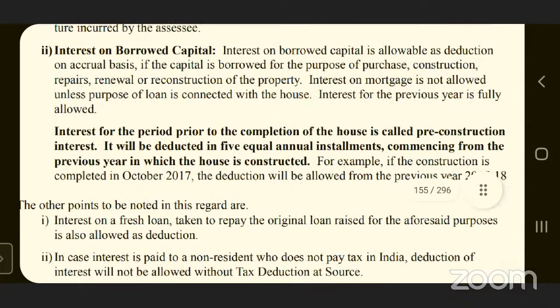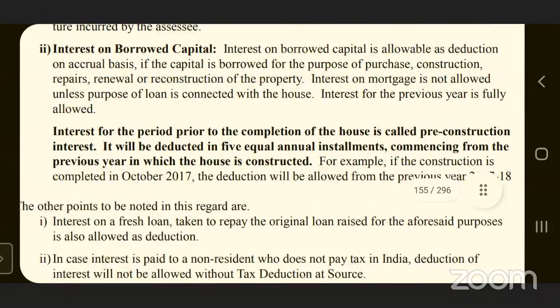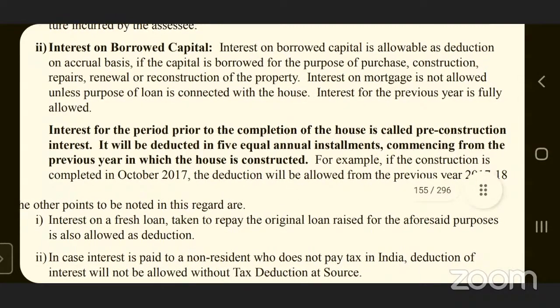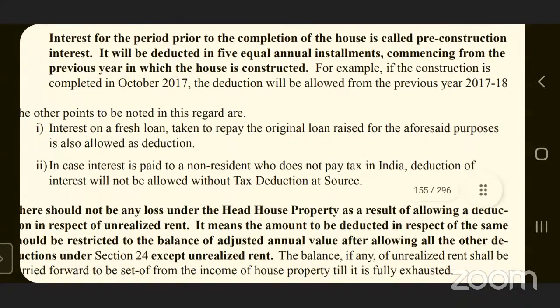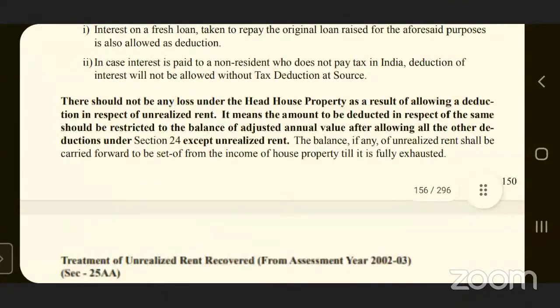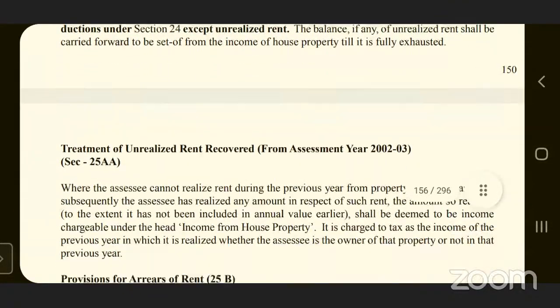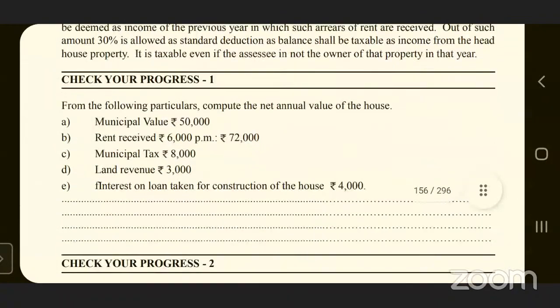Next, one more important topic which is mentioned in the bold letters here. Interest for the period prior to the completion of the house is called pre-construction interest. This I will explain when we solve the relevant problems. Next, let us see.